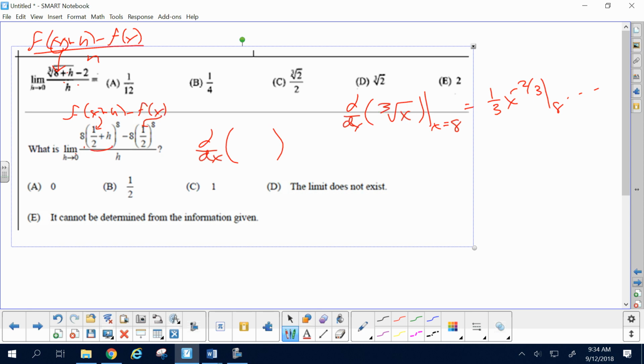8 x plus h to the 8, or 8 times the function to the 8th. At what value? At what number? What x are they putting in? At 1/2. Okay, that's the thought process. You need to be able to recognize that limit is a definition of the derivative problem. Then, after you interpret it, you actually do the derivative, and then give the answer. Okay, that's what I expect to see.